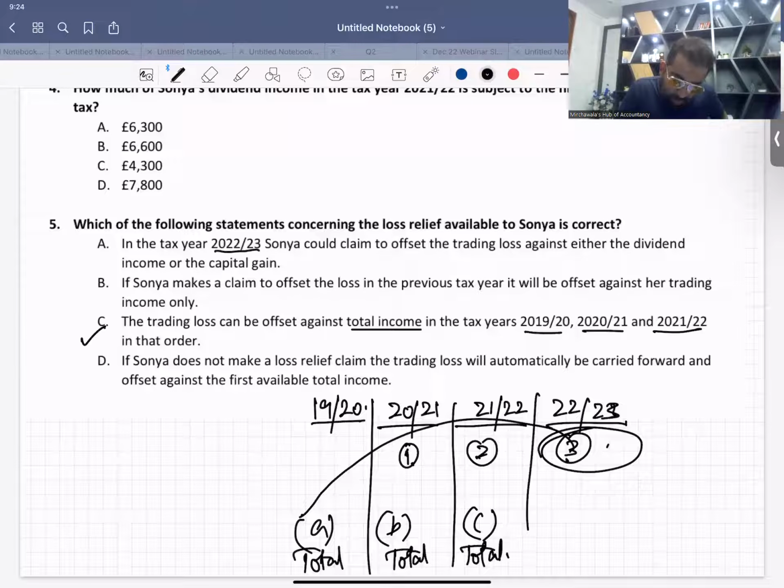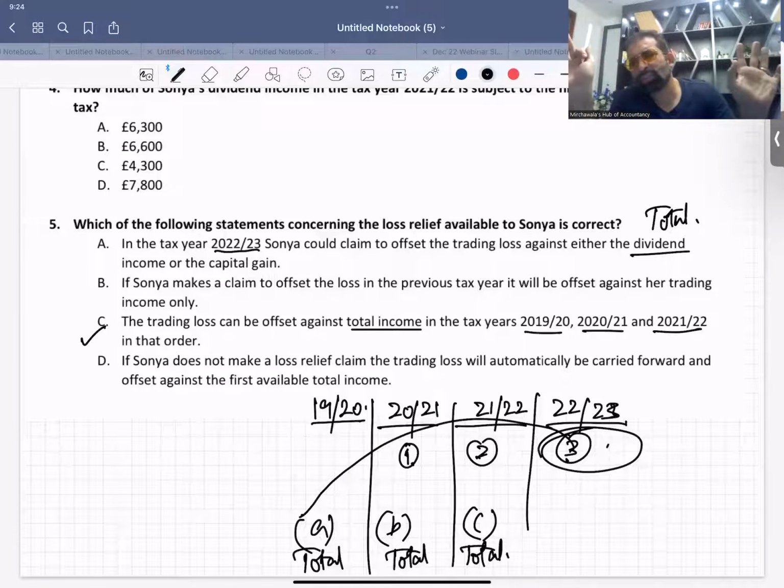In the tax year 22-23, Sonia could claim to offset the trading loss against either the dividend income or the capital gain. No. If you want to set off the capital gain, first you have to set off total income. The word dividend income is not appropriate; you should use the word total income. So what they are saying is, it's your wish, dividend income or not. First you have to do total income and then set off the gain. So this is not correct.